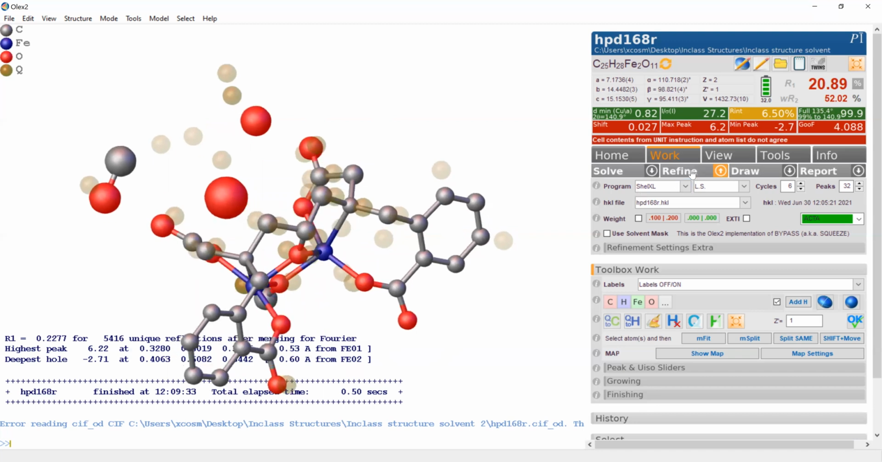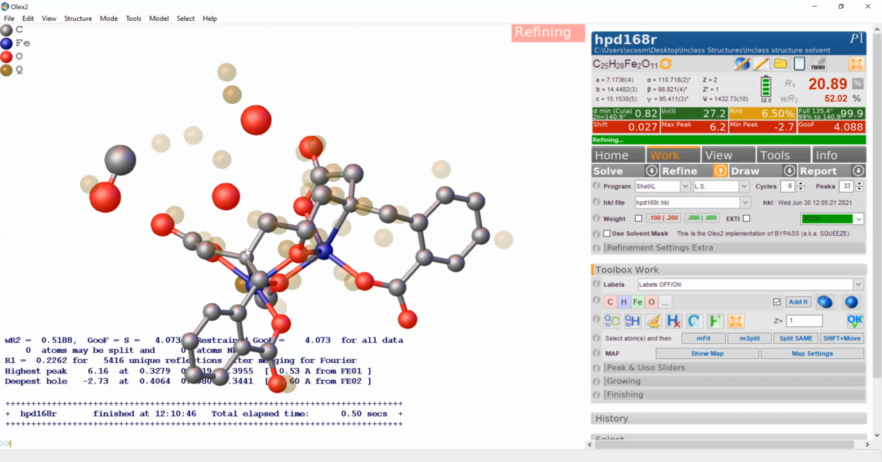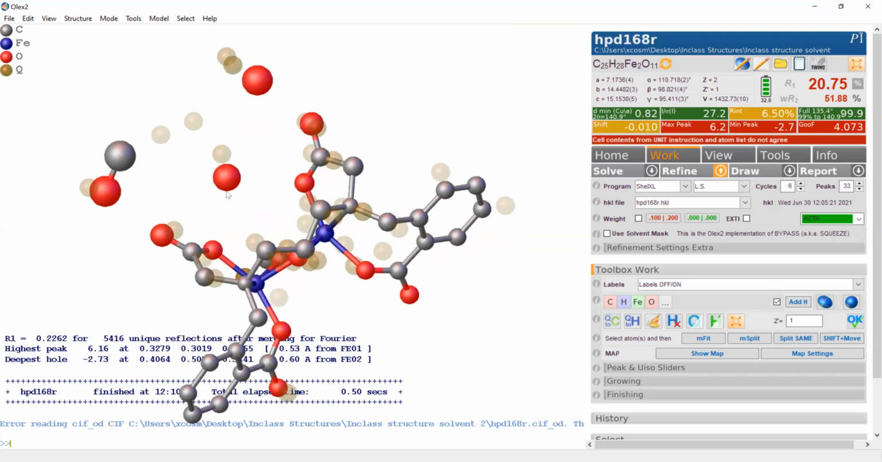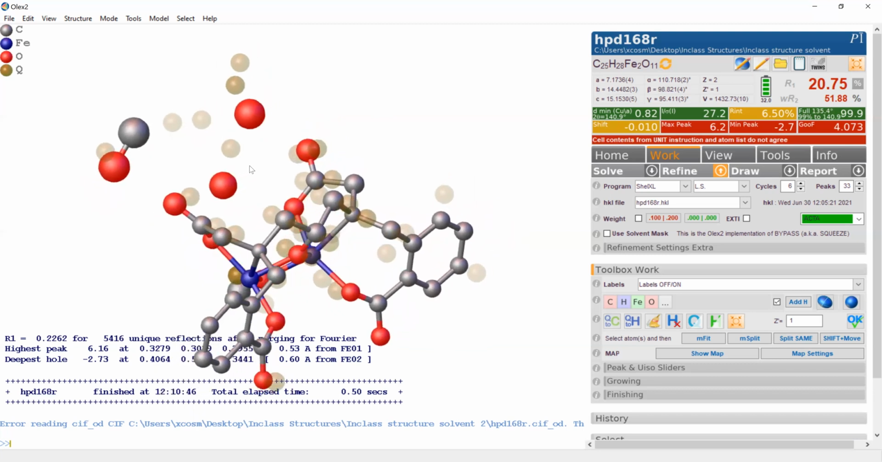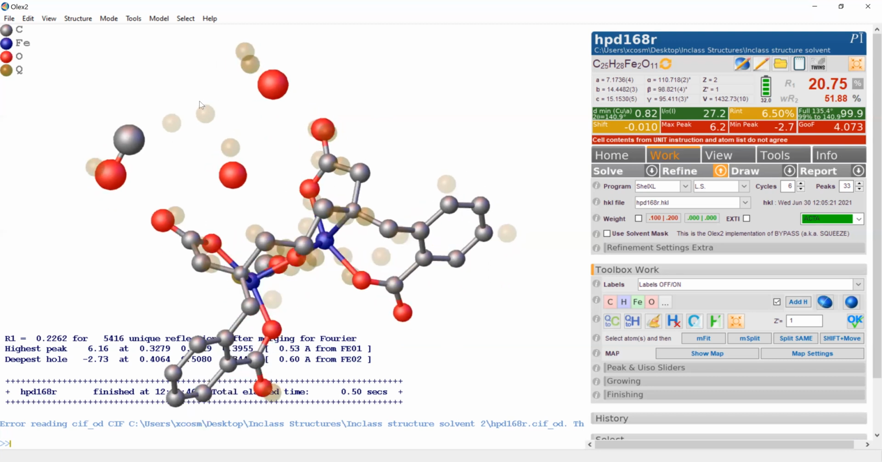Now let's click refine. Since we decreased the occupancy, it's going to decrease in size because now it's not there 100% of the time. It's only there 50% of the time. If it made it too small, then maybe we should go back and put it at 75%. So you just have to play around with the occupancy.